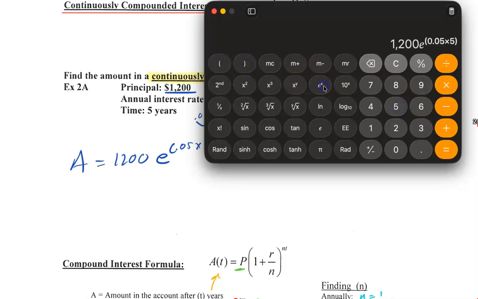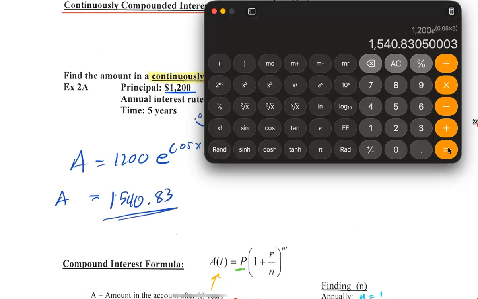And then I'm going to do the E. There we go. So that's the way it works for this calculator. And I get 1540.83. So again, it's money. After 5 years, we have about 1,500 in our account. So we made a little bit more than $300 after 5 years.